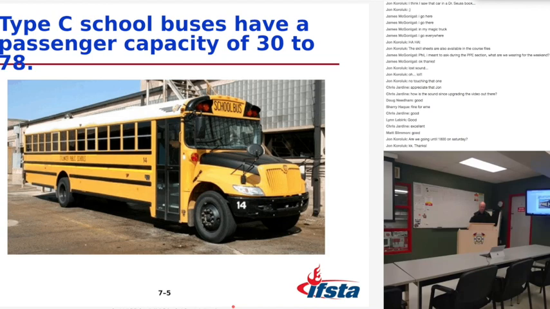Type C, gross vehicle weight of more than 10,000 pounds. Engine compartment protrudes from the front. Door entry, exit door aft of the front fender.